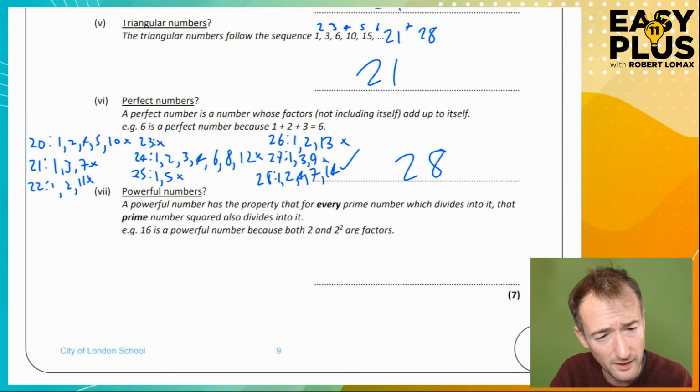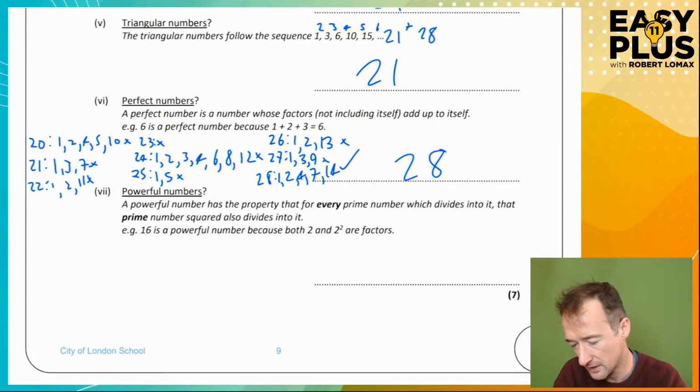Okay? Factors of 16: 1, 2, 4, 8, 16. Okay, only 2 is prime, and 2 is a factor of 16, and 2 squared is 4, and 4 is a factor. Okay, so 16 is a powerful number. Got it. Right, let's try these ones up here.